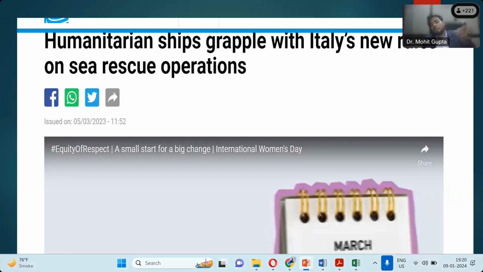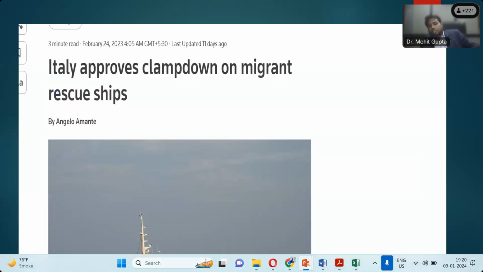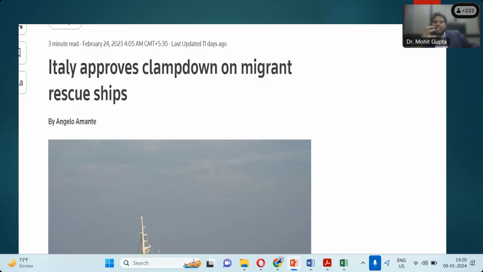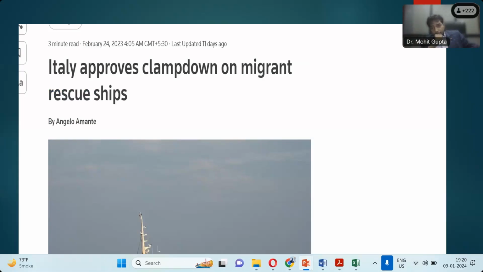Again, when we talk about some recent news item, recently in news, this thing was circulated that Italy was not happy with so many migrants entering its border from the sea. Now, when we talk about Italy passing a law whereby it wanted to curb the migrants who are entering Italy, whether those kind of measures can be justified under law of the sea convention.